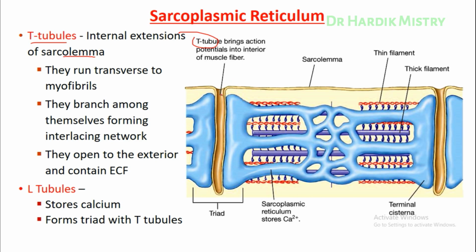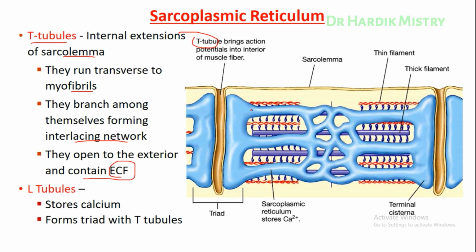So this is the sarcolemma. It is the cell membrane of the muscle cell, and this cell membrane at certain points extends internally, and these extensions are known as T tubules. They run transverse to the myofibrils. They branch among themselves, forming an interlacing network. So these are the structures of the T tubule: they branch and form interconnected or interlacing networks. They open to the exterior and contain ECF.